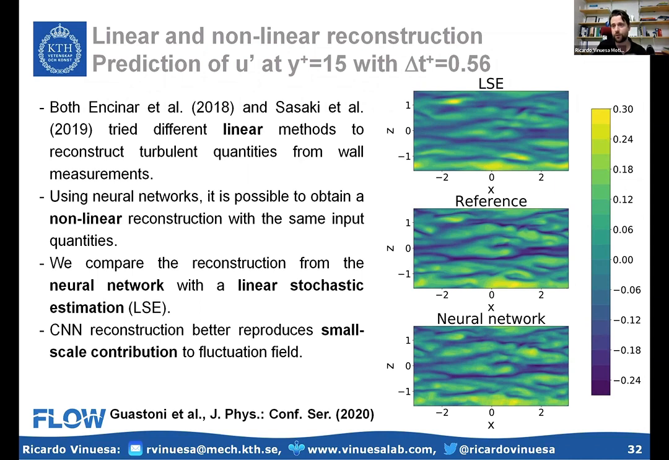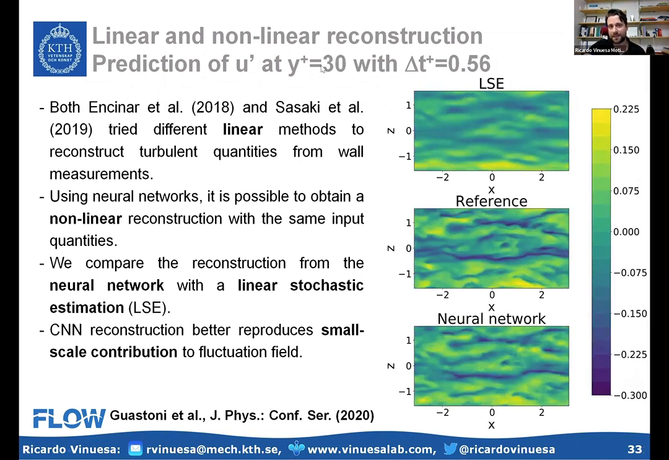This also happens if we go farther away from the wall, at y plus 30. This plane is still close to the wall, but you can probably see that this is more in the buffer layer, so you can see some different features of the turbulence. You can see the reference in the second line, and the neural network still reproduces the nonlinear patterns present in this flow pretty well, whereas the linear prediction is much more attenuated, and you can see that the streaks are very, very smooth here.